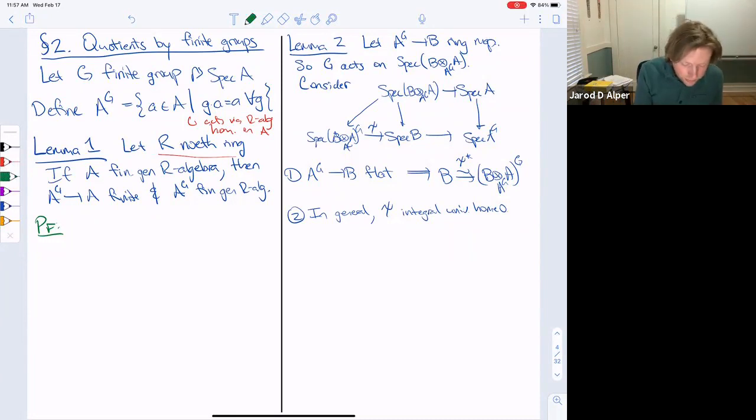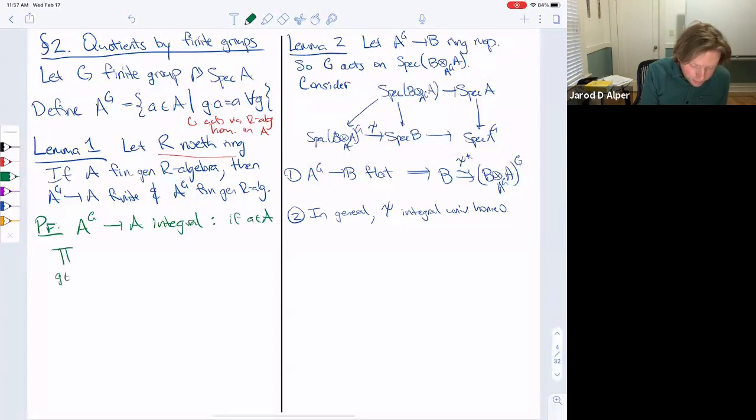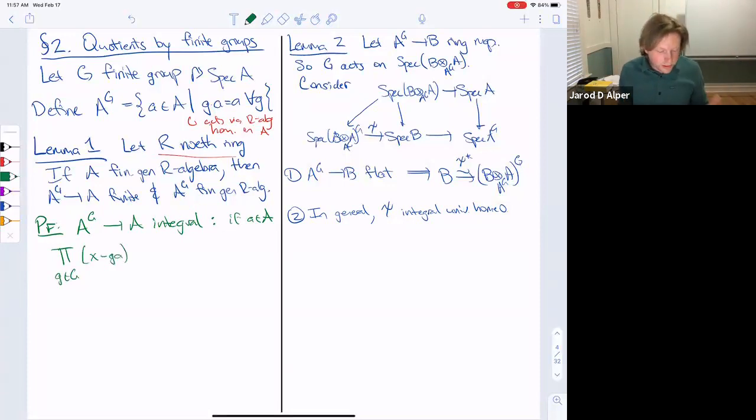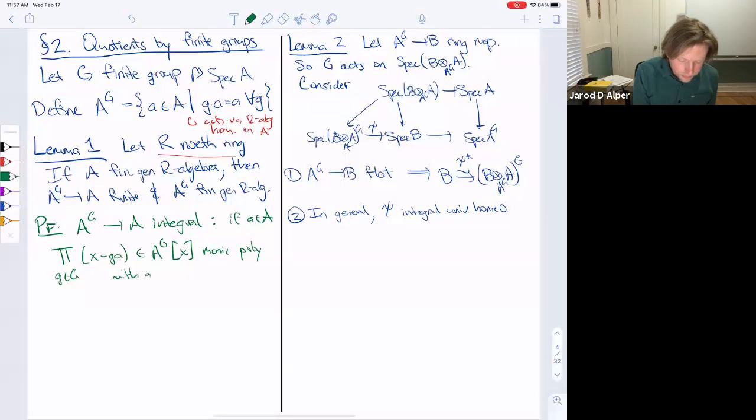Okay, so to get started, the first thing we realize is that A^G to A is integral. Because if you take an element a of A, then you can find a monic polynomial: I just take the product over all group elements of (X minus g·a). Because I'm taking the product over all elements, all these coefficients are going to be invariant. So this is a monic polynomial with a as a root. So that handles the integrality.